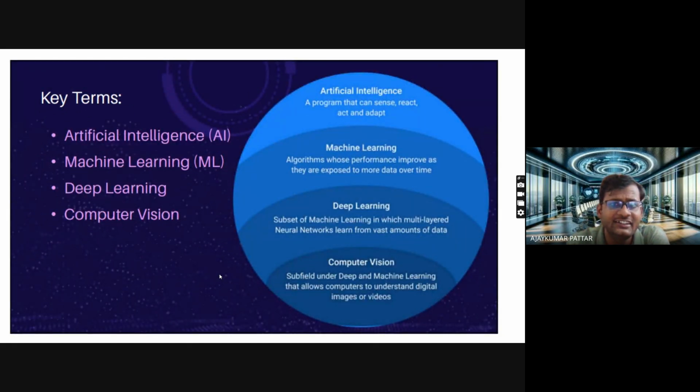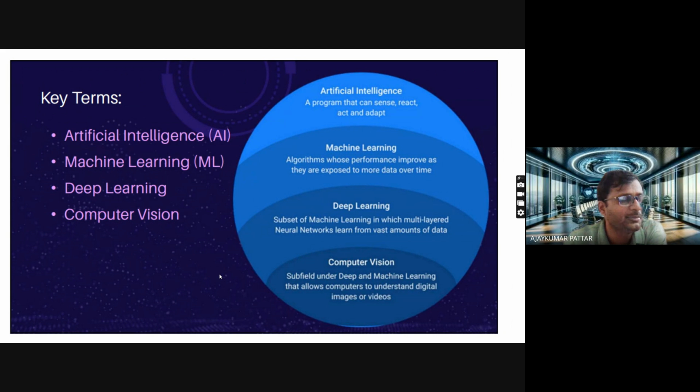And artificial intelligence is a program that is a higher version of machine learning. It will sense, react, act and adapt, and understand like a human being. It will sense and recognize feelings and variation in the patterns of language and text. That's why it is called artificial intelligence. Machine learning is a subset of AI, as I have already explained. Deep learning is also a subset of machine learning, and computer vision is a subfield under deep learning and machine learning, which allows computers to understand images or videos.